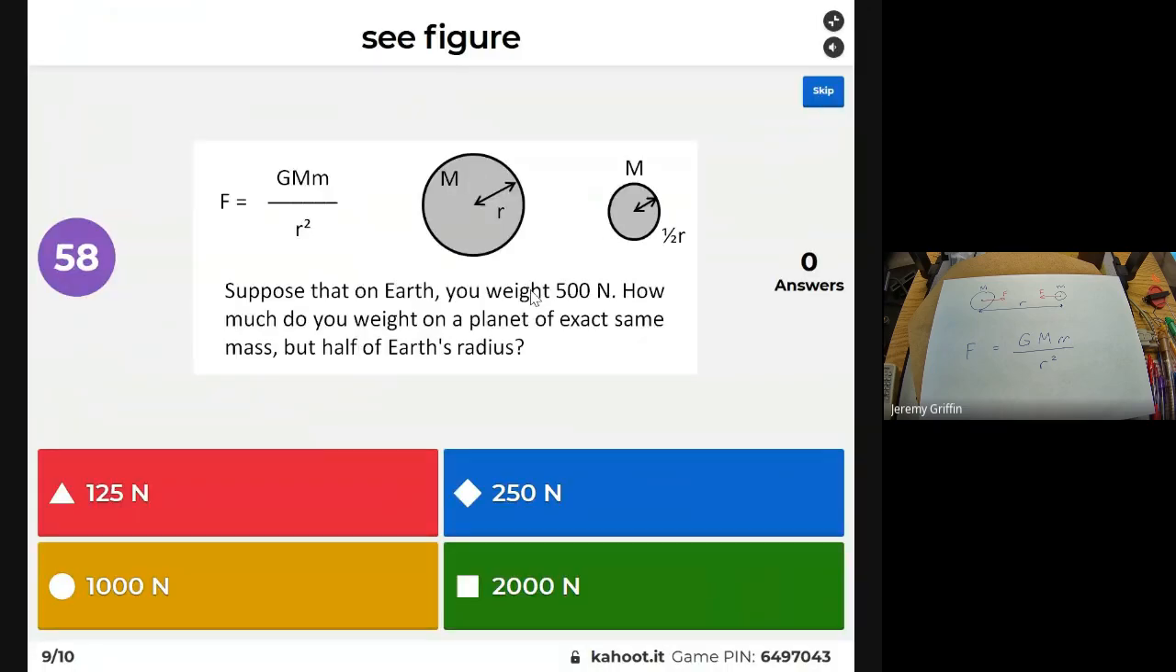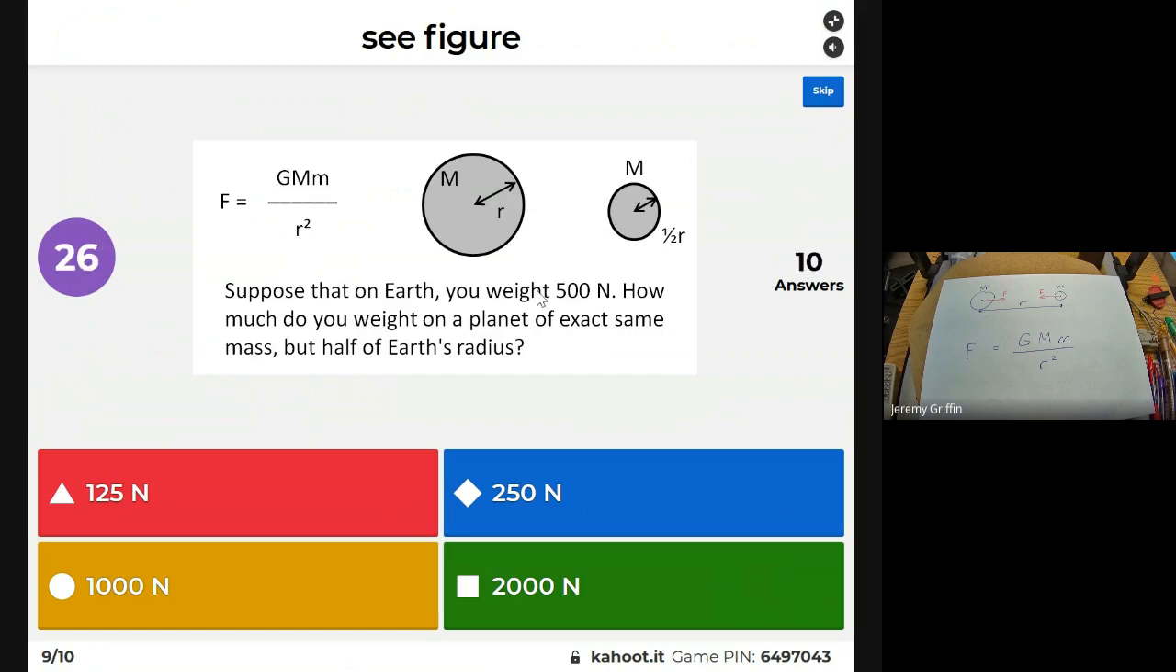Right. Suppose that on Earth you weigh 500 newtons. How much would you weigh on a planet of the exact same mass but half of Earth's radius? Like you take Earth, you just crunch it down, like compress it. So let's navigate this formula. Your mass, the Earth mass, that's the same. Universal gravity, that's the same. But aren't you effectively getting sort of closer to the thing that's gravitating? So R factor of half. Guess what's 1/2 squared? A quarter. What's 1 divided by a quarter? 4. So the weight's going up by a factor of 4.